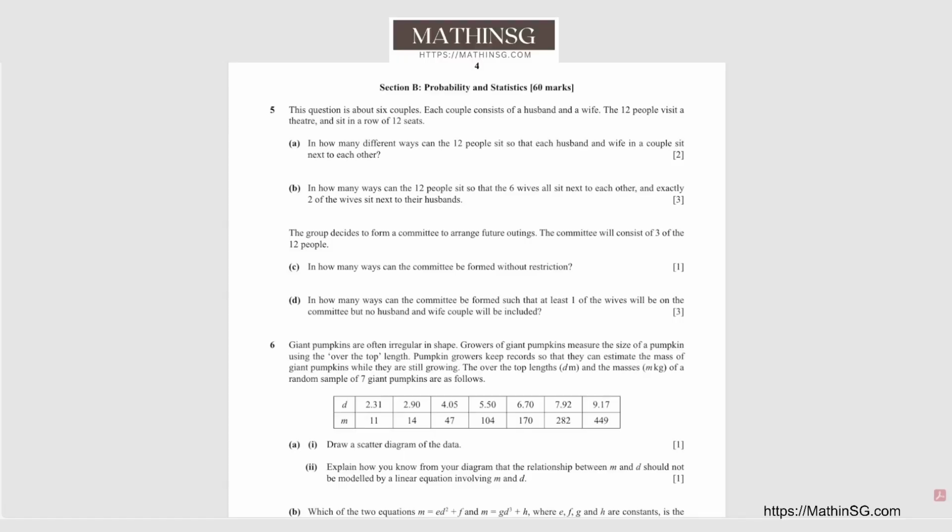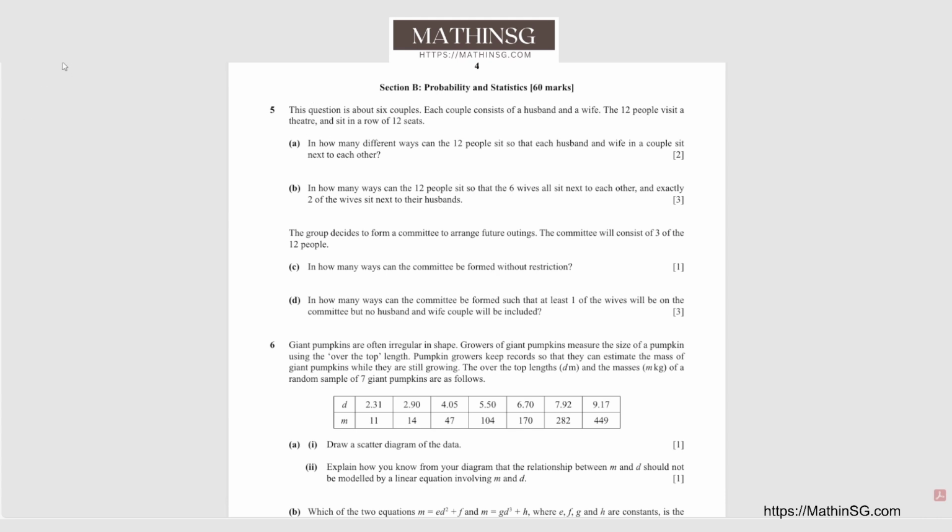In this video, we'll be going through section B of the 2025 specimen paper for H2 Math revised syllabus 9758. Question 5 is a permutation and combination question. So let's take a look at it.